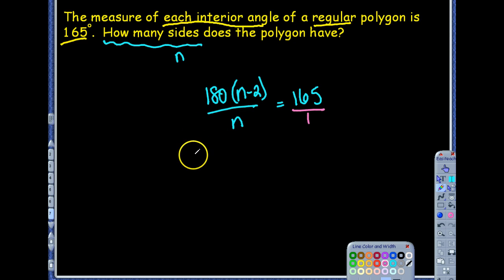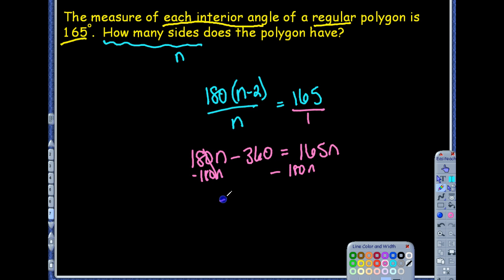So I'm going to do the 180 times n, so 180n minus 360. I just went ahead and distributed it. And times 1 is that. Right. Equals 165n. I'm going to subtract 180n on both sides. And then I'm getting left with negative 360 equals a negative 15n. And then if I divide by negative 15, I'm going to get n equals 24. And that's 24 sides. Yeah, n was representing the number of sides, so 24 sides.